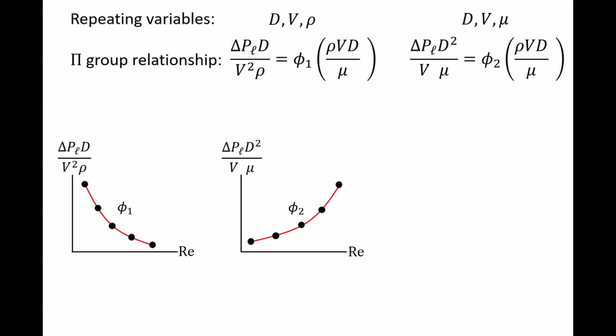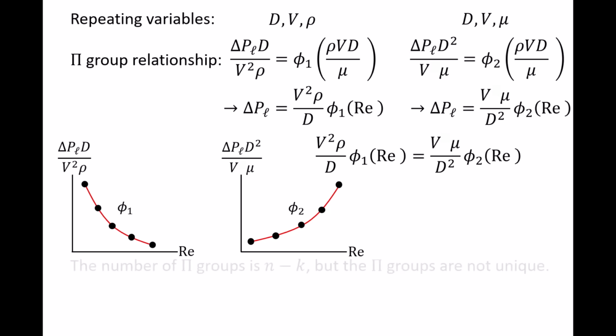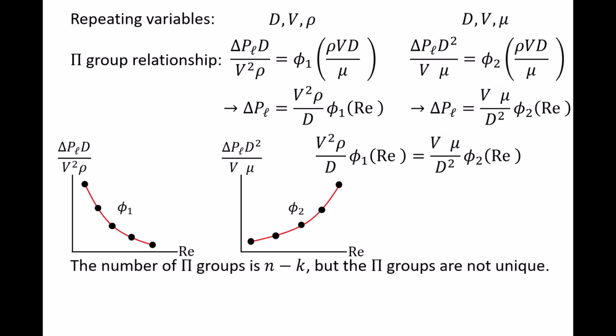And although the functional relationship phi is different in the two cases, when we solve for our dependent variable, delta PL, we would end up with the same overall equation for delta PL. That is, v squared rho over d times phi 1 equals v mu over d squared times phi 2. So while the number of pi groups is the same regardless of our choice of repeating variables, it's n minus k, the pi groups themselves are not unique. But that's okay because we'll wind up with the same equation for the dependent variable in the end, regardless of our choice of repeating variables.